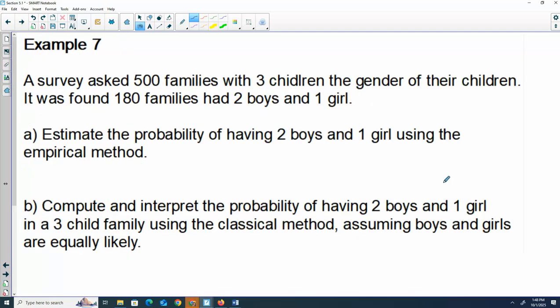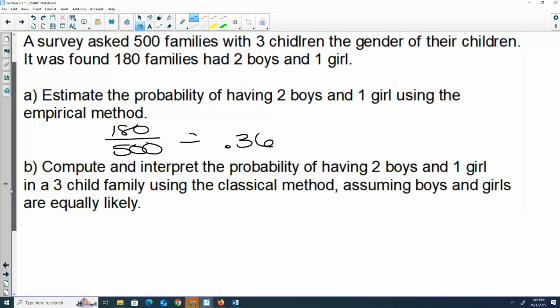Let's look at this one. A survey asked 500 families with 3 children the gender of their children. It was found that 180 families had 2 boys and 1 girl. So, empirical method. Empirical, think is like what you see with your eyes. Out of this, what was the probability of 2 boys and 1 girl? 180 over 500. So that is 36%. Okay, classical. So, classical approach is what we would expect to happen.